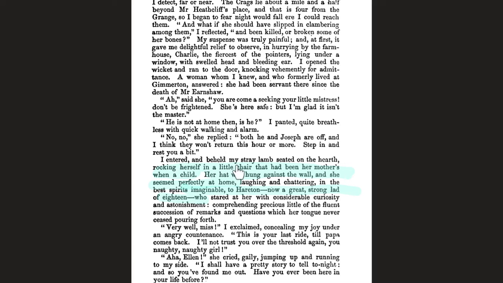Then I entered and beheld my stray lamb seated on the hearth. Oh yeah. So what happens is Catherine does escape. Guess where she ends up? Wuthering Heights itself. Rocking herself in a little chair that had been her mother's when a child, so Bronte emphasising that connection between the generations. You've got this little blonde version of the older Catherine, and she's naturally gravitated towards Wuthering Heights and naturally gravitated to the chair, presumably because of this great connection with a mother and also this connection with nature as well.